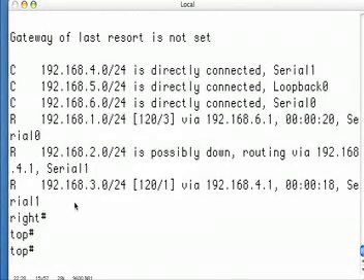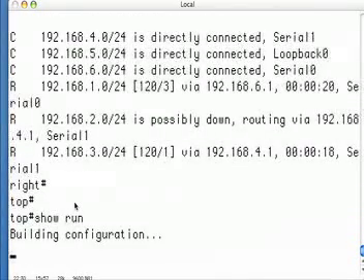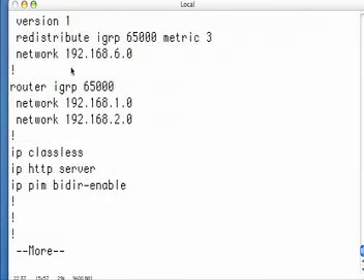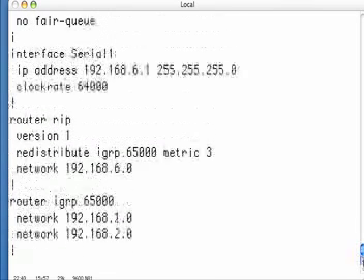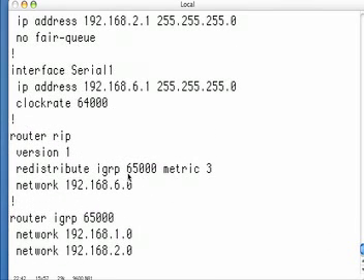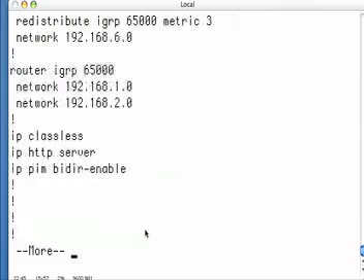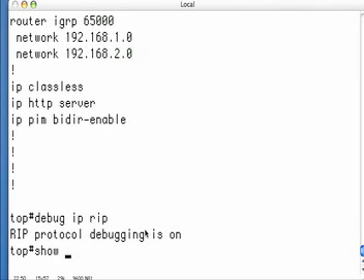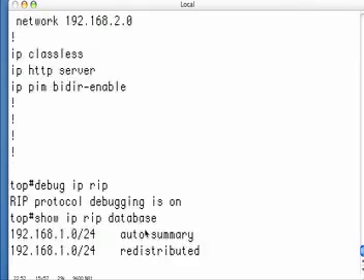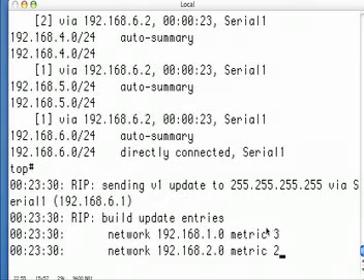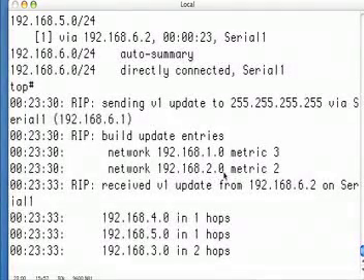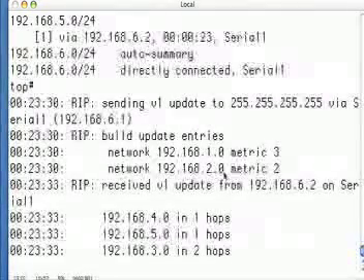So here we are on the top router. Show run. We're redistributing IGRP. That router should be in IGRP. So debug IP RIP. Show IP RIP database. Okay, so we sent an update via serial 1, and it included 192.168.2.0 metric 2.